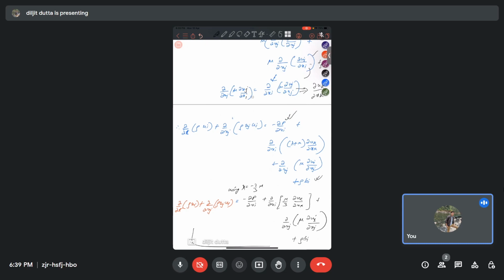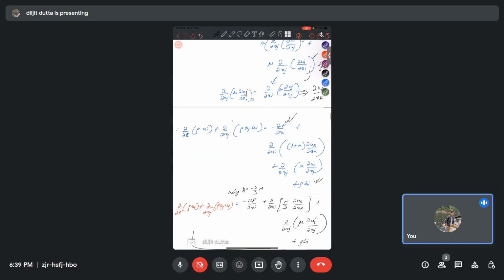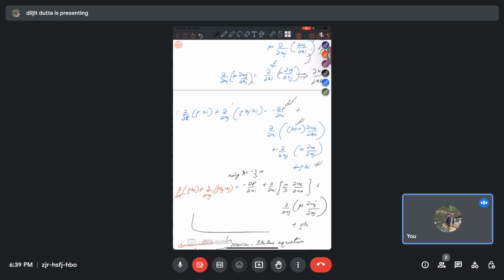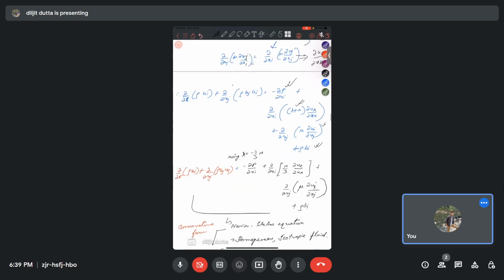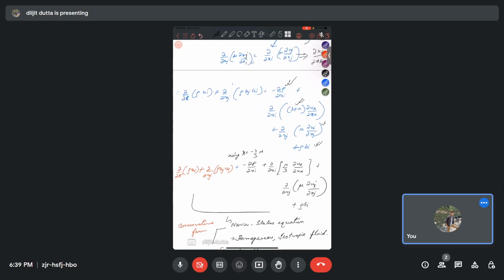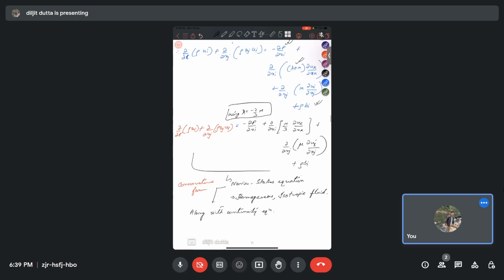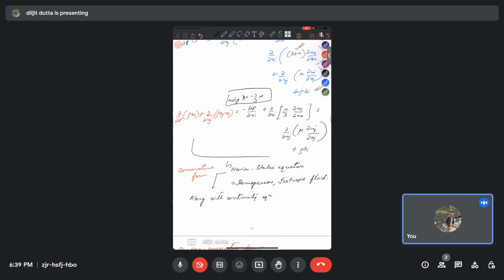and the last term will remain like that. The second and the fourth terms are combined to get lambda plus mu into del uk by del xk, with del by del xi outside, and the third term will remain intact, that is del by del xi into mu of del ui by del xj. Now substitute using lambda equal to minus 2 by 3 mu. If you substitute, you will get this equation.